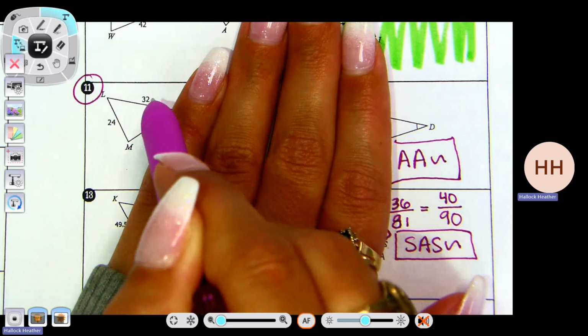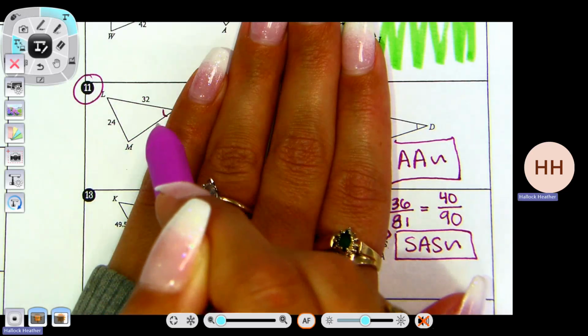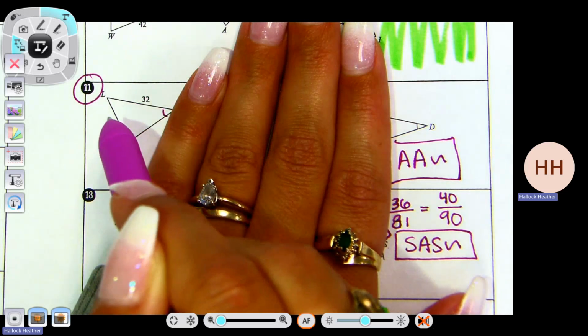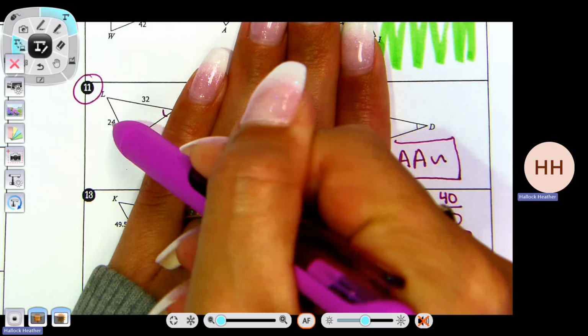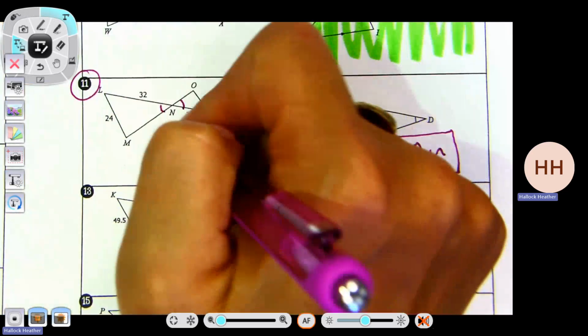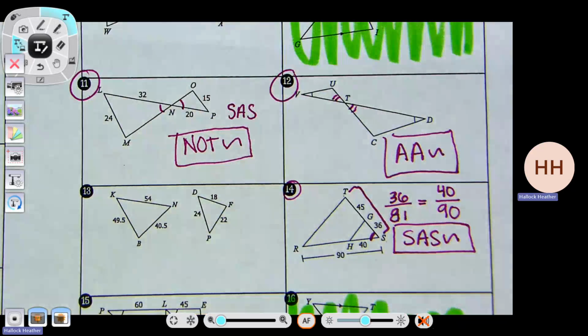What would this be? This would be ASS. Can we have ASS? No, we can't. Because it jumps over nothing over here, we can't use ASS. So they're trying to trick us. If we knew L was congruent, then it would be side, angle, side, but we don't know L. So this is not similar. Because that was a trickster. They tried to trick you.